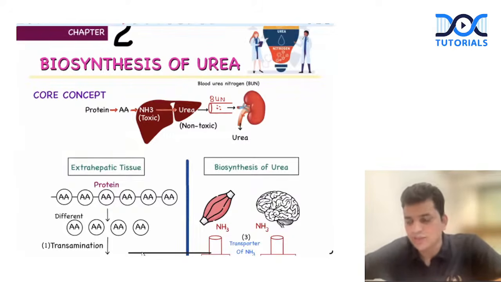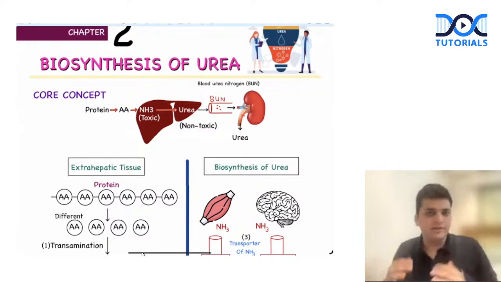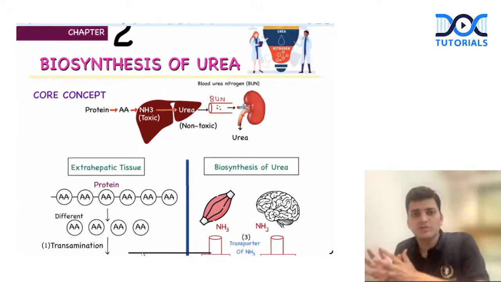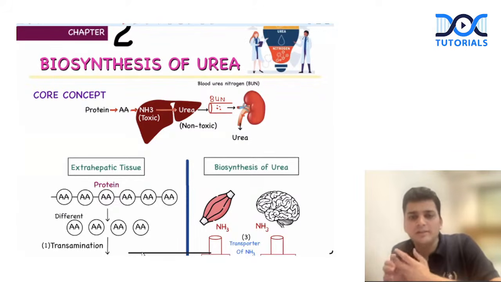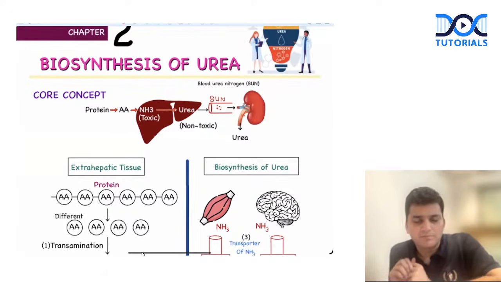But now the question is how? How will we convert the ammonia into urea? See, one point is very clear. If you want to convert ammonia into urea, from wherever in your body you have ammonia, you have to send it to the liver so that the liver can convert it into urea. But how will we send it? The problem is the transport of ammonia is very difficult because it's a toxic molecule, right? We can't transport it directly.